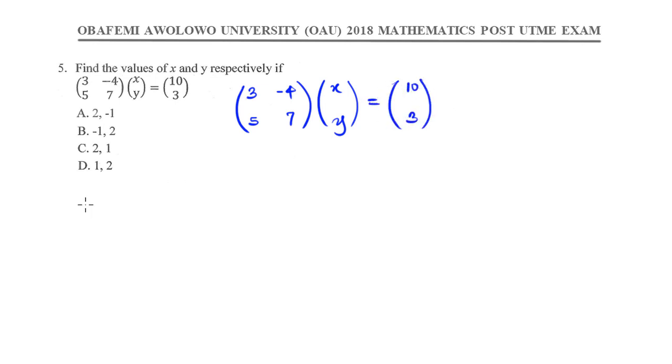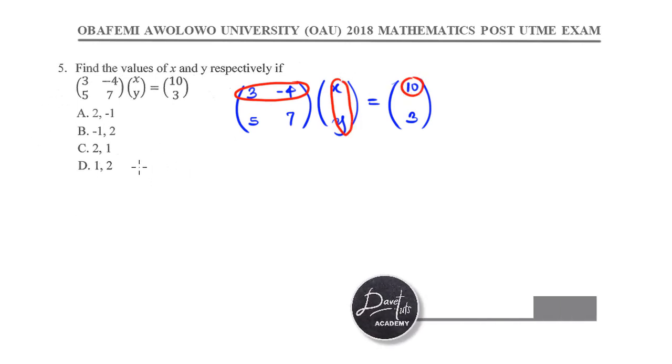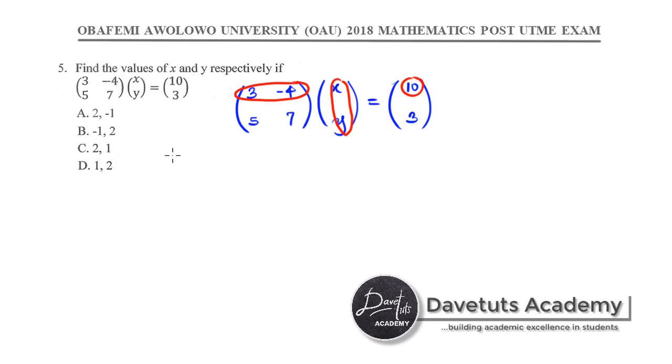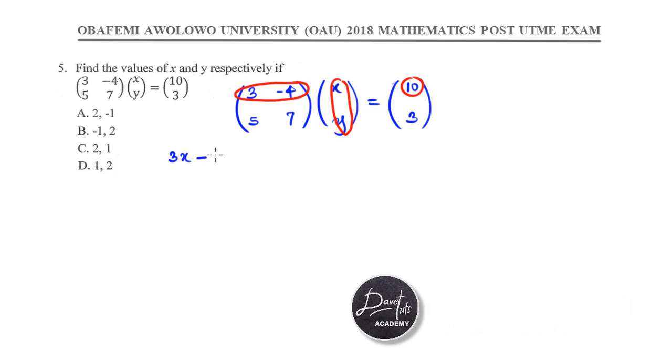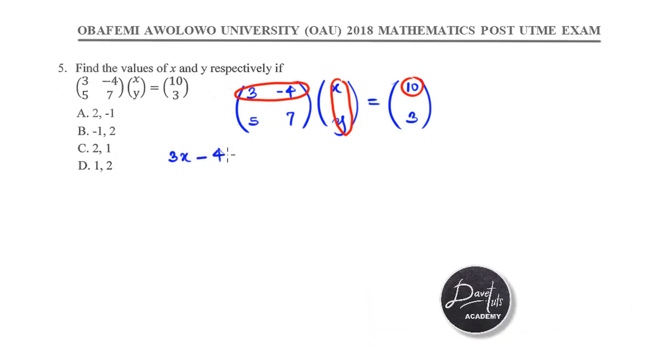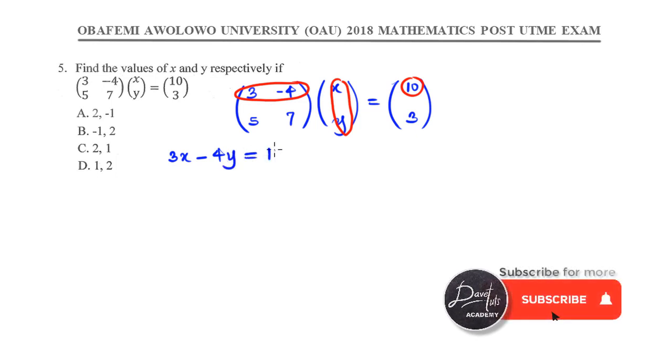Now, having this, how do we open up this multiplication of matrices? Normally, when we do multiplication operation on matrices, we multiply the row by the column. So the first row, 3 and minus 4, is going to be multiplying the column x and y to give us the first entry in the right hand side, 10. So let's open up that bracket and multiply it out. We are going to have 3 multiplied by x is 3x, plus minus 4 multiplied by y is minus 4y, is equal to 10.